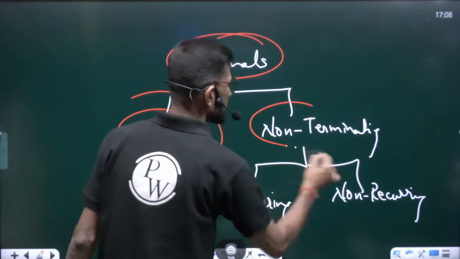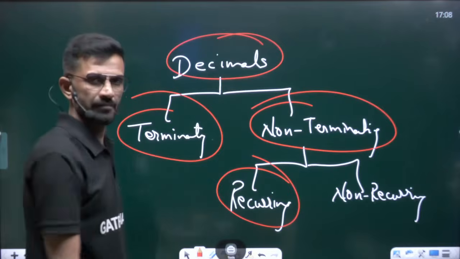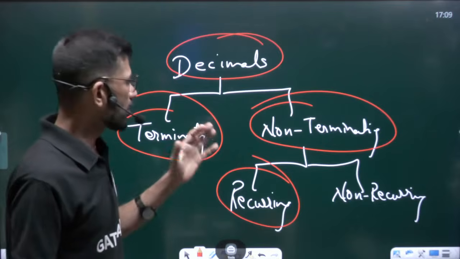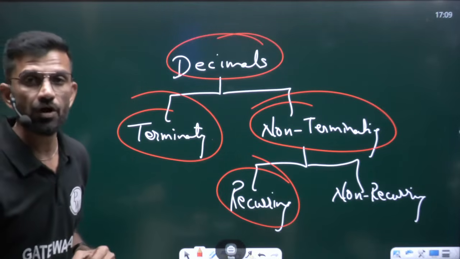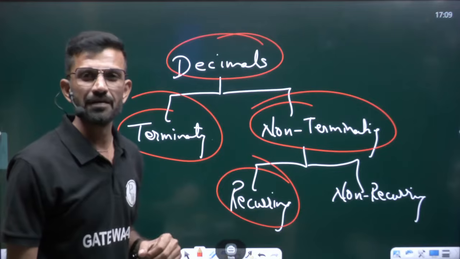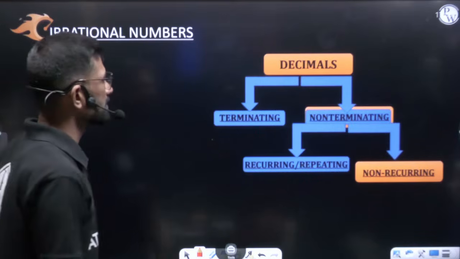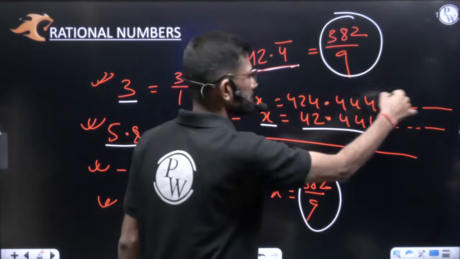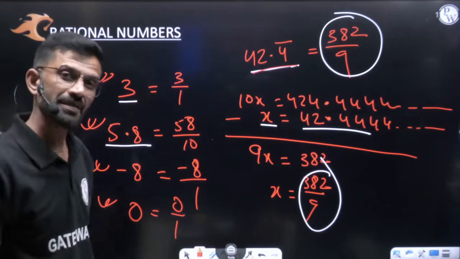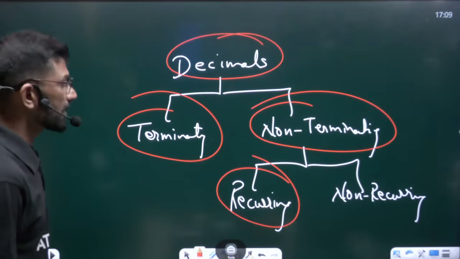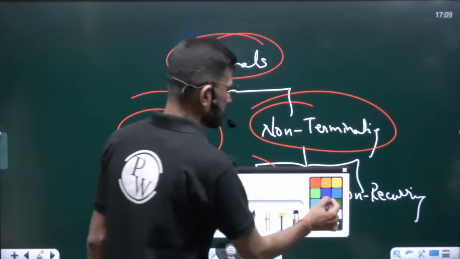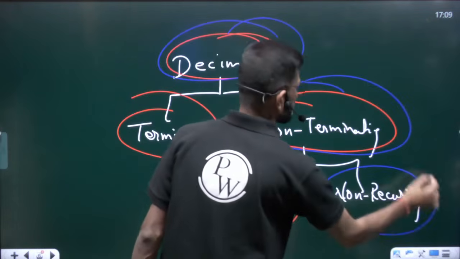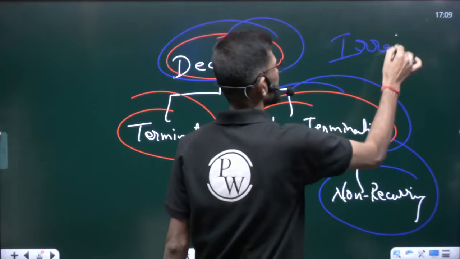Decimals, if it is non-terminating but repeating, then it will also be a rational number. It's not terminating but it is repeating, then we are having P by Q form, that is also a rational number. But my dear friend, if a decimal becomes non-terminating and non-repeating, then it will be called an irrational number.